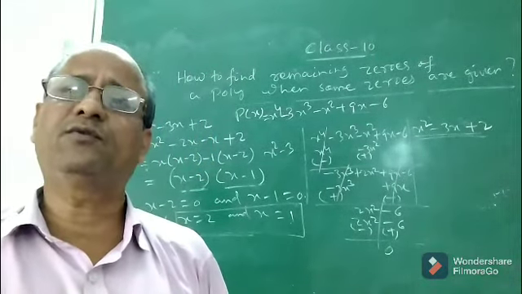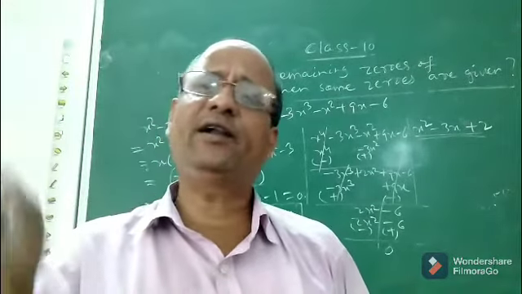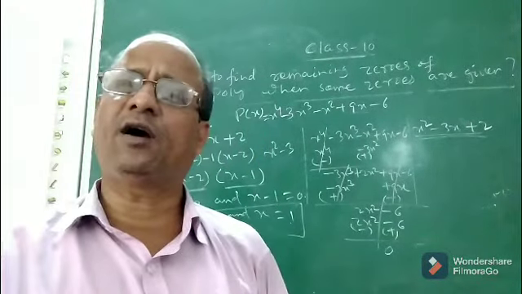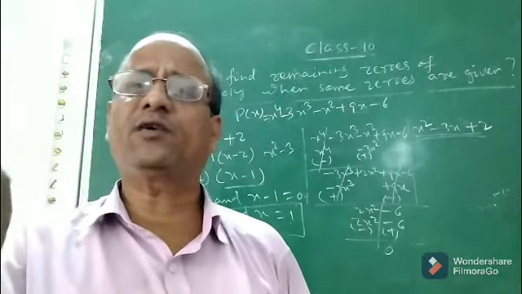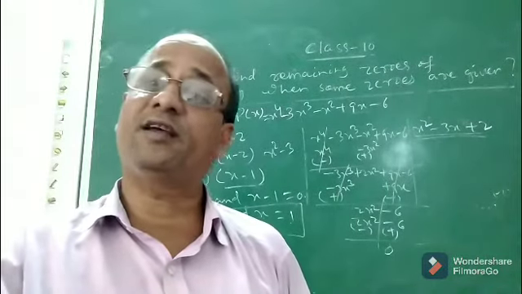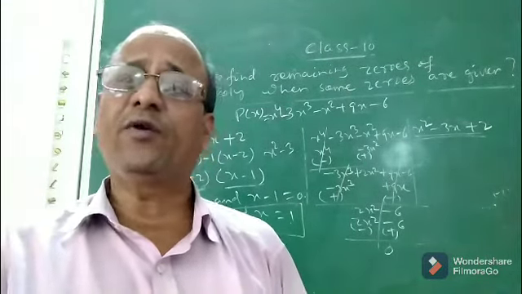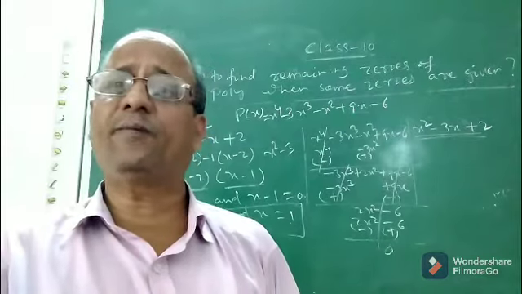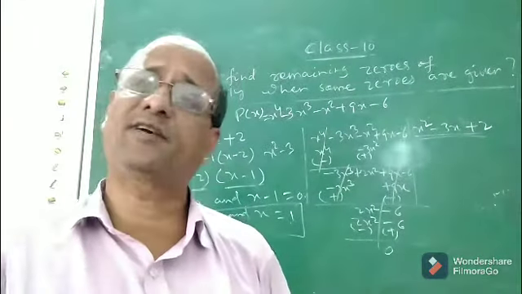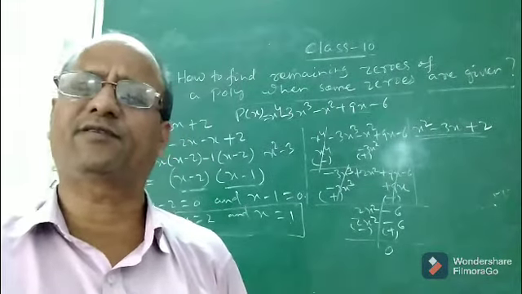I hope you understood. With this we came. Already I have told you the division algorithm. P of x equal to Q of x into G of x plus R of x, where G of x is the divisor, Q of x is the quotient and R of x is the remainder. You know it, already I have discussed.